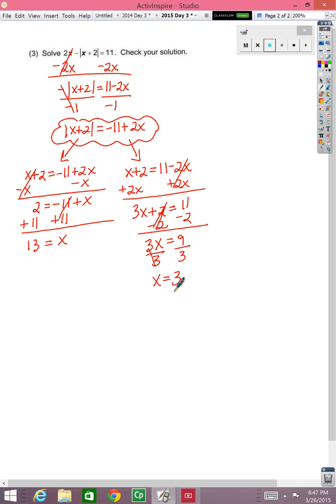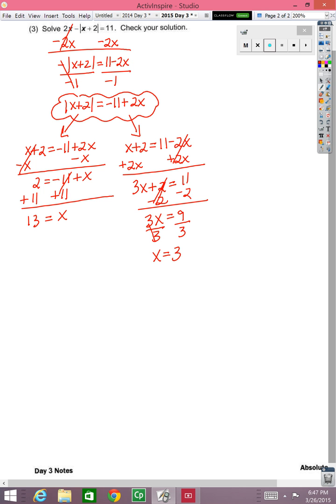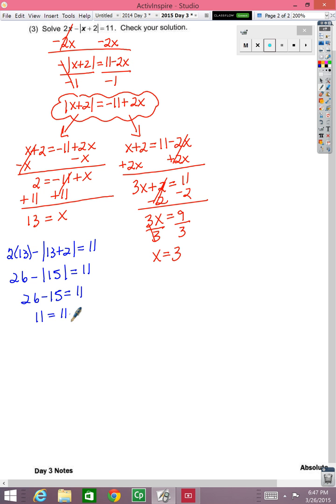Alright, so I have the solutions of 13 and 3. And instead of setting up the t-chart, because I have all this space, I'm going to go ahead and do the check right underneath each solution. So this one is 2 times 13 minus the absolute value of 13 plus 2. Does that equal 11? So go ahead and simplify. And this one checks, so 13 works.